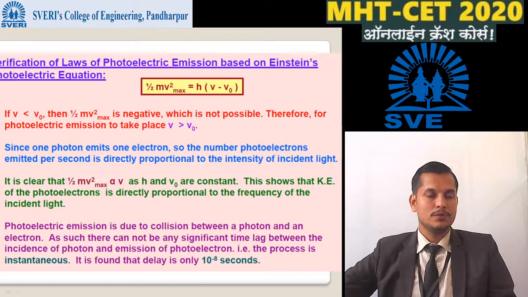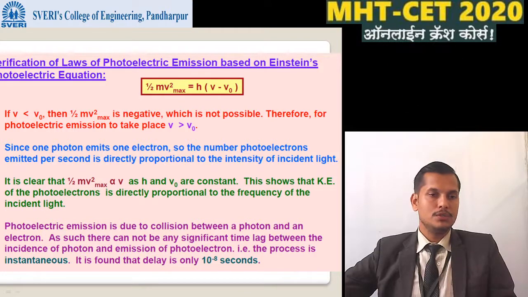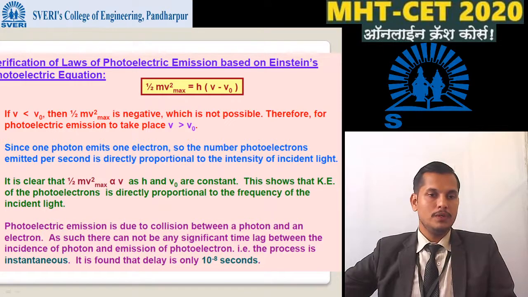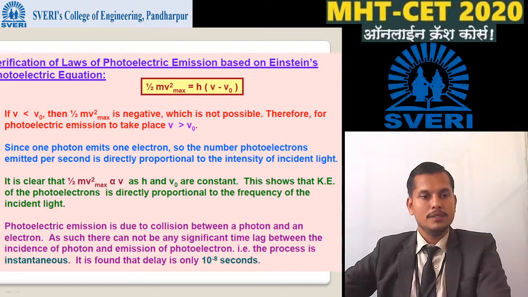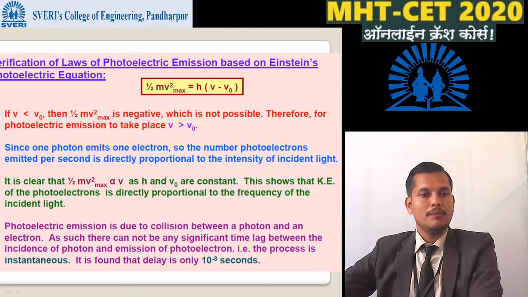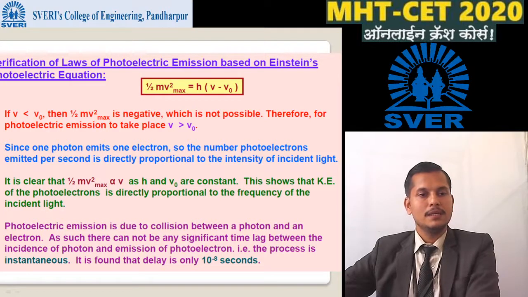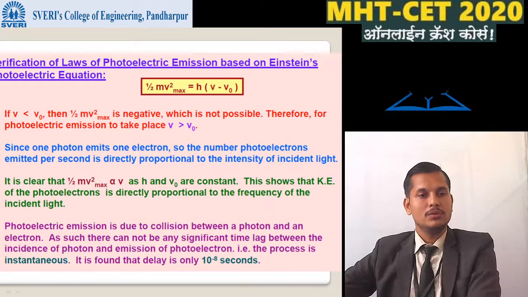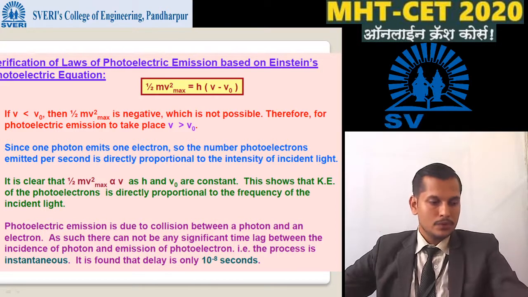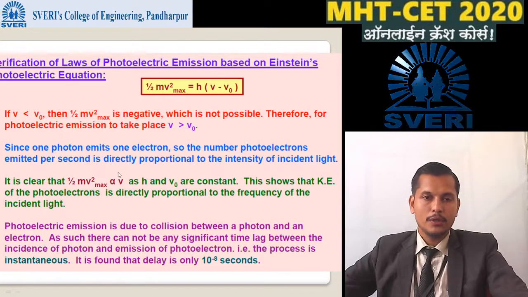इट इज डायरेक्टली प्रोपोर्शनल. नेक्स्ट पॉइंट काय आहे, photoelectric emission is due to collision between a photon and an electron. As such, there cannot be any significant time lag. जो टाइम लॅग आहे तर तो आपल्याला सांगितलेला आहे की साधारणतः 10⁻⁸ सेकंडचा डिले जो आहे तर तो इथं सांगितला. सो वी गो टू द नेक्स्ट पॉइंट.